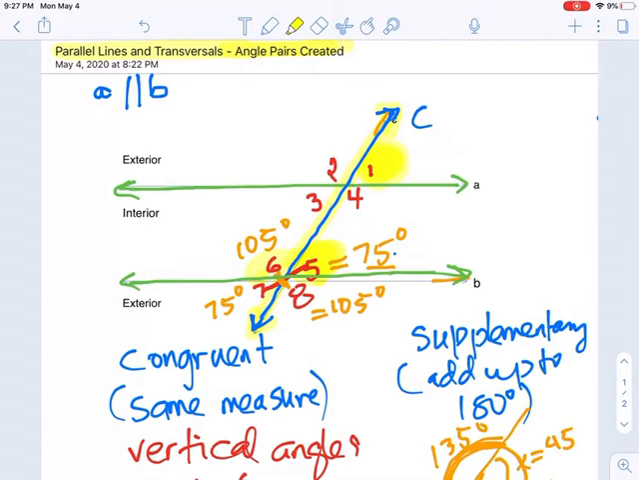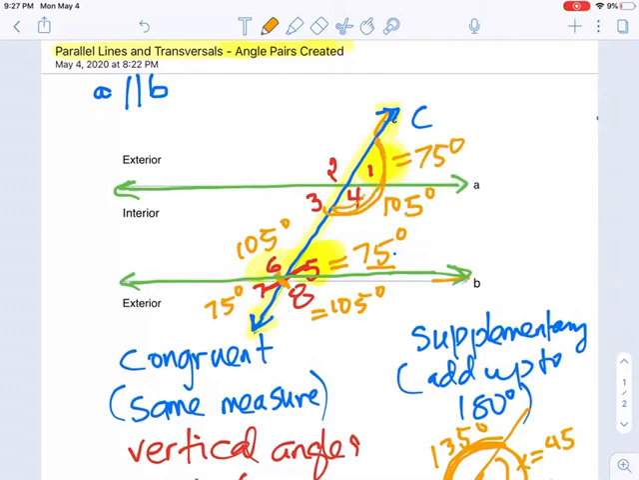So 1 and 5, if 5 is 75 degrees, 1 will also be 75 degrees. So 1 here will also be 75 degrees. And we could have used that to find out that if we know that 1 is 75 degrees, we can use linear pairs to find out that 4 will give us 105 degrees. And that makes sense because if we just knew 1, we could have known 4 using linear pairs. 1 and 4 are linear pairs.